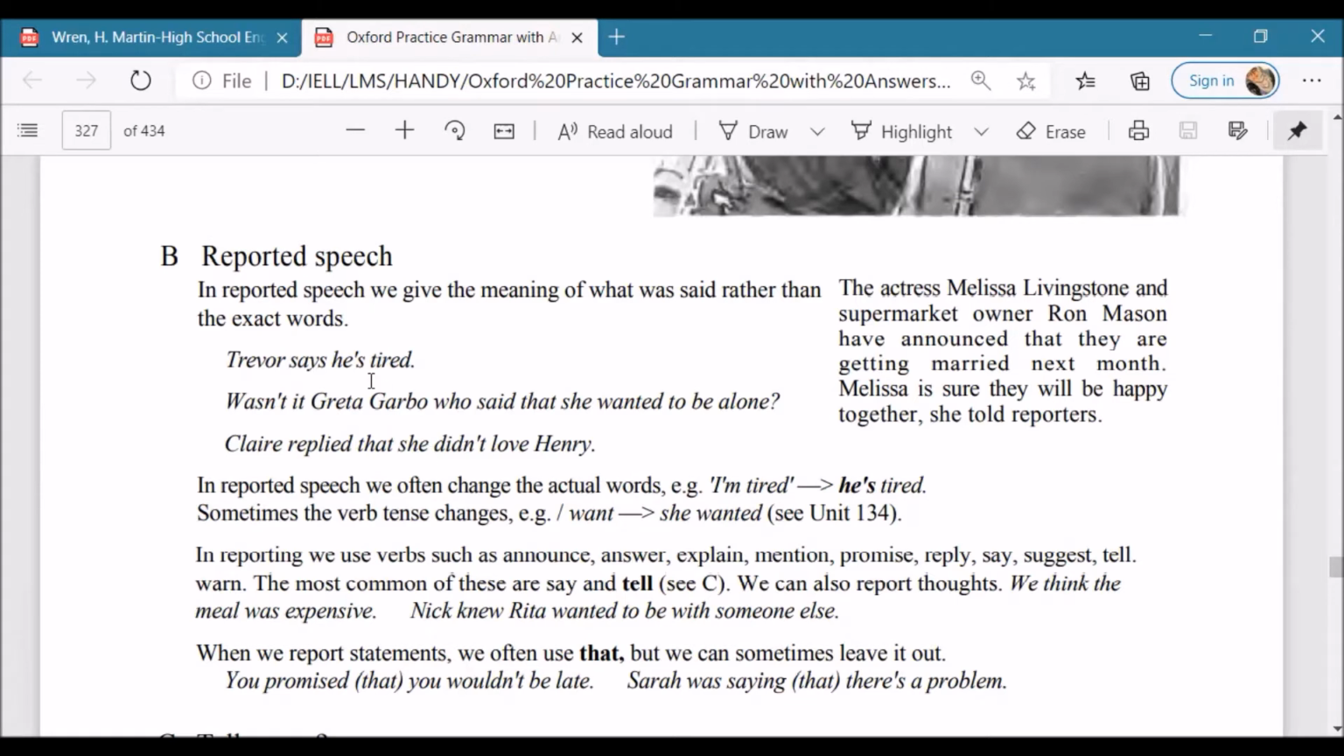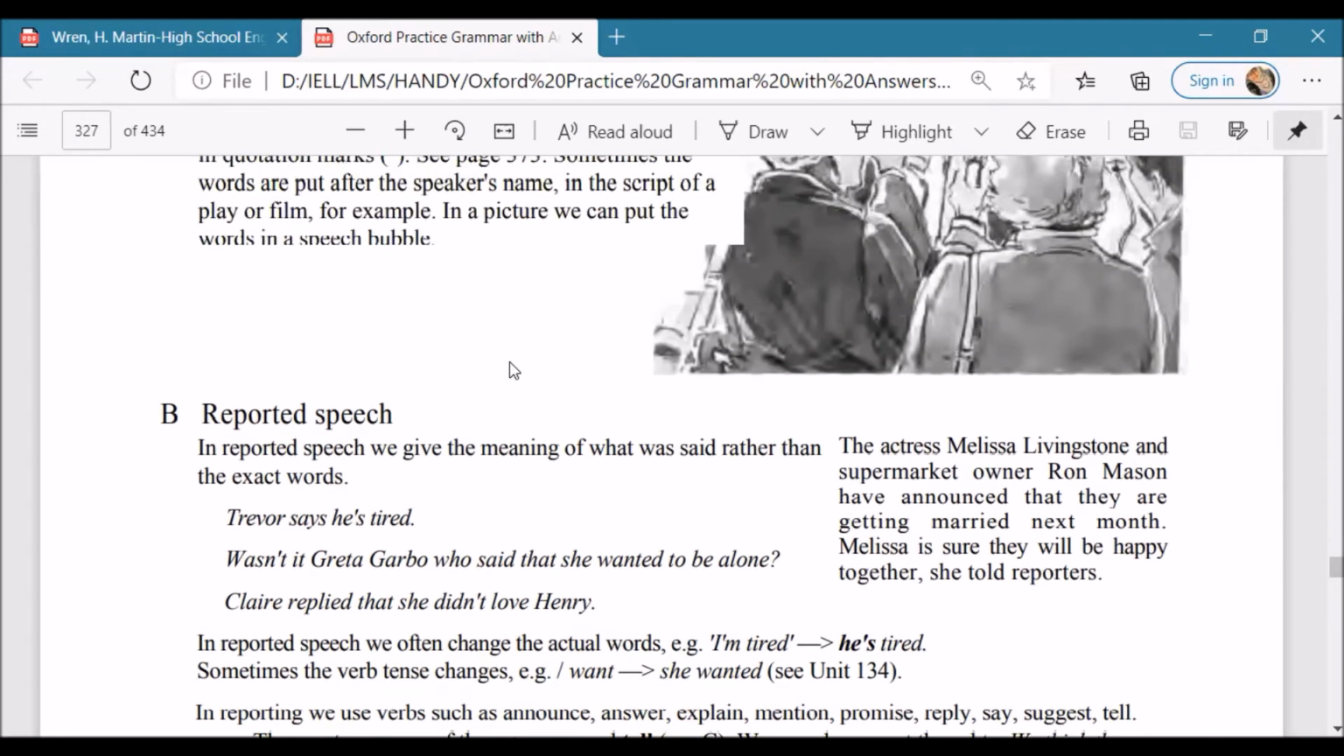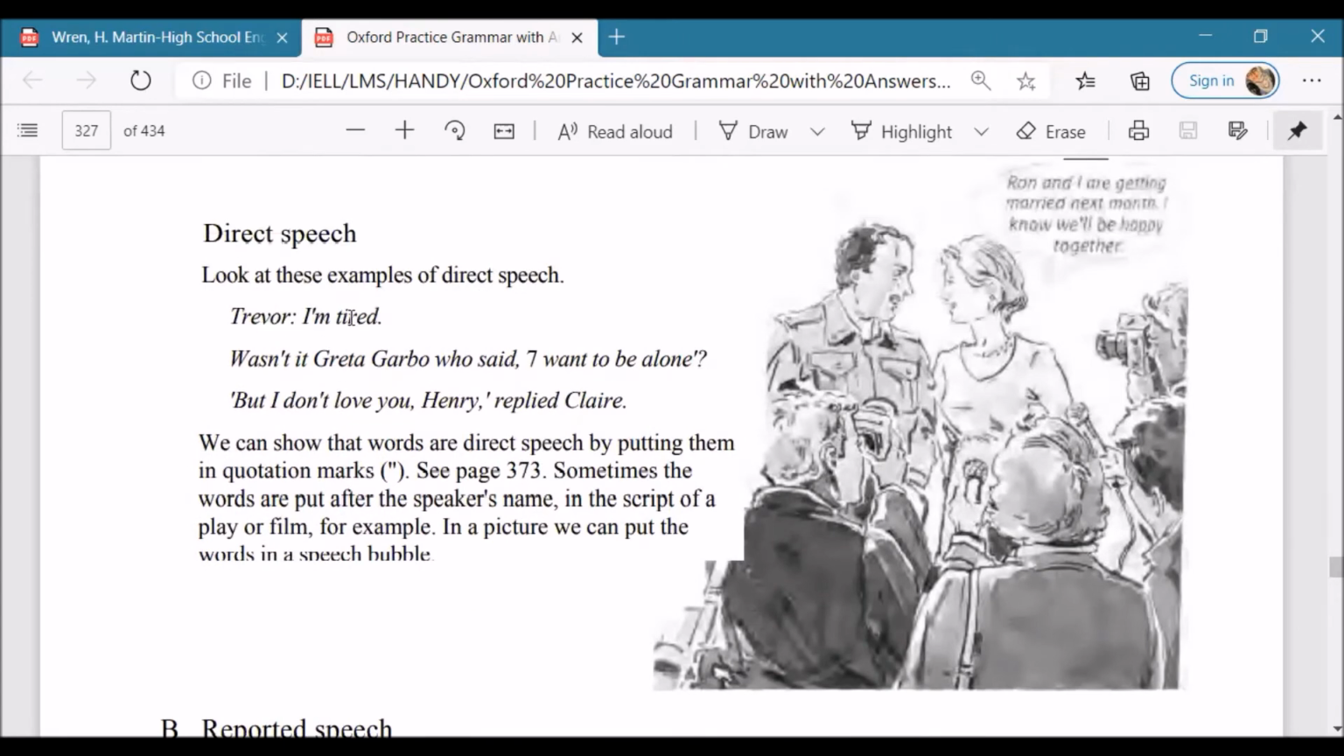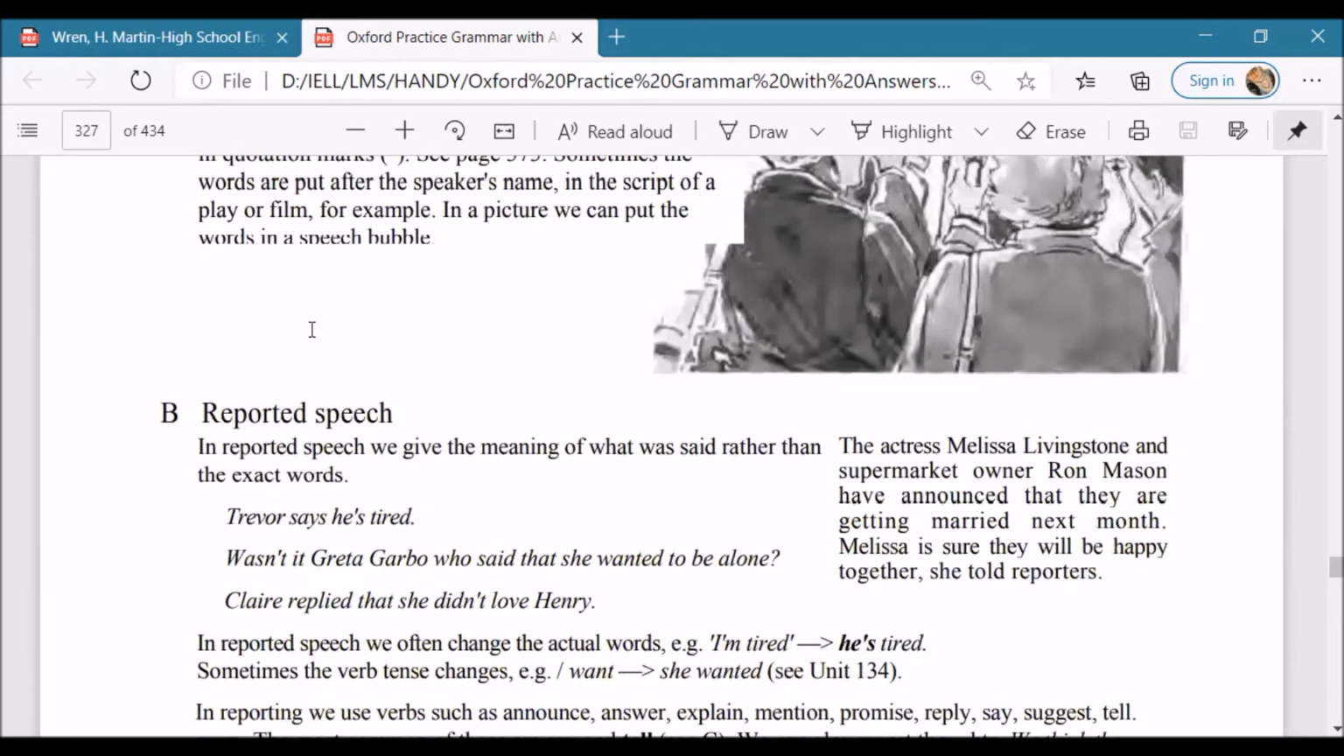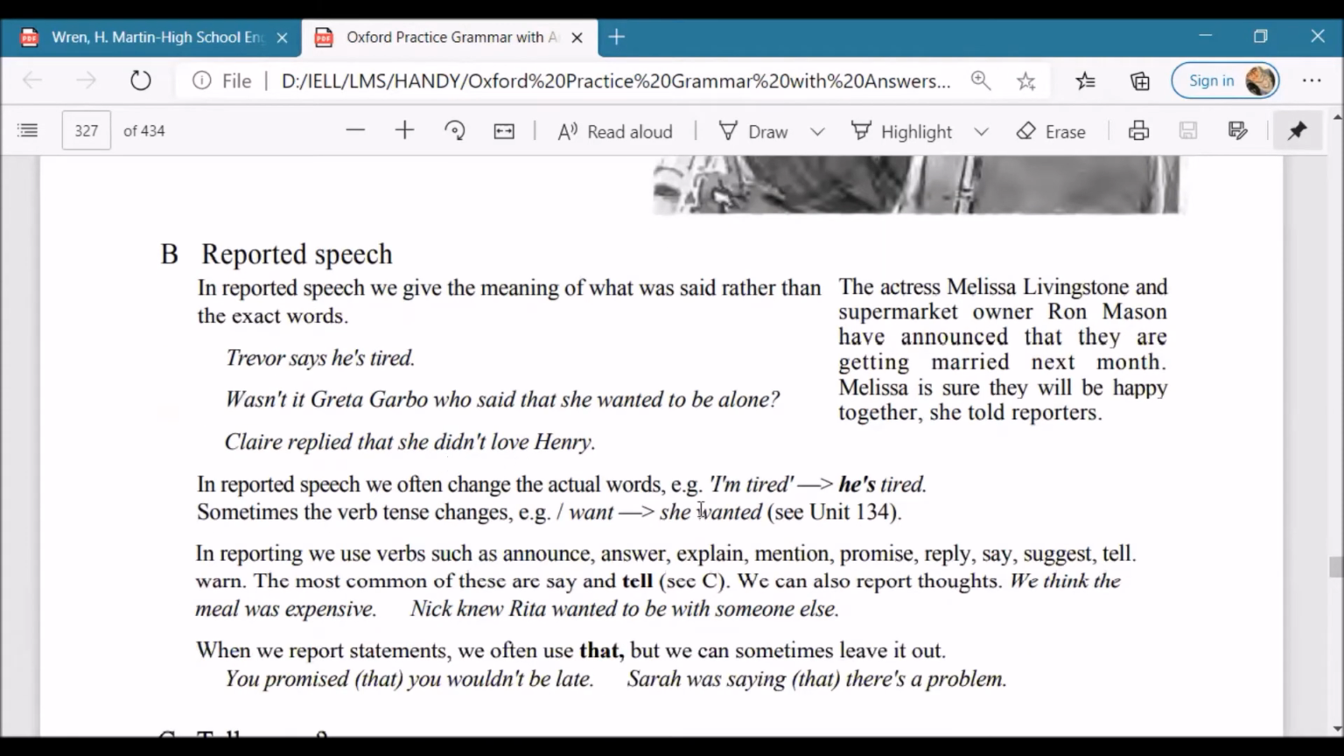So here the same conversation is put into practice and context. To exemplify, here we would say that in reported speech we often change the actual words. For example, "I'm tired." Previously Trevor said here, "I'm tired." Now when I'm saying it, I would say he said he's tired, because I was referring to him. So that's what we see here, how we change the pronoun.